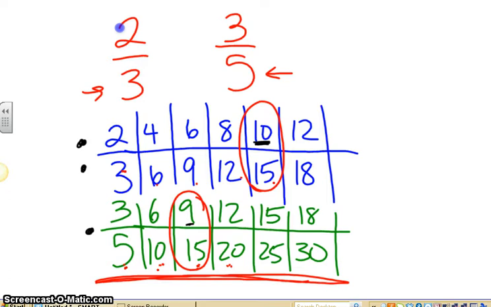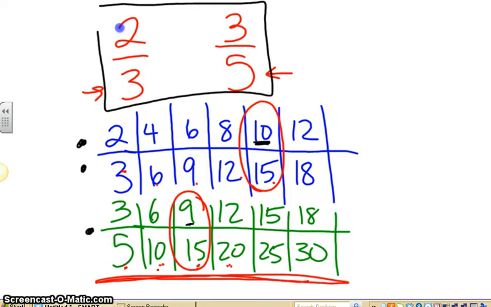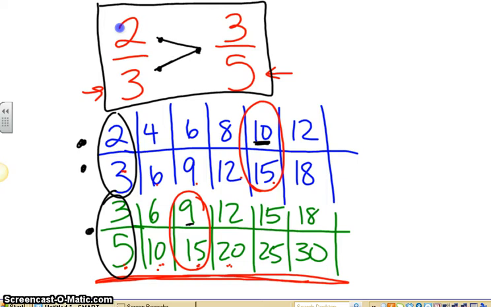So now I go back up here to my original problem and I say 2/3. Well, right here, 2/3 got how many dots? 2/3 got 2 dots. 3/5 got how many dots? 1 dot. And when I connect the dots, I see that 2/3 is larger than 3/5. So let's try another one.